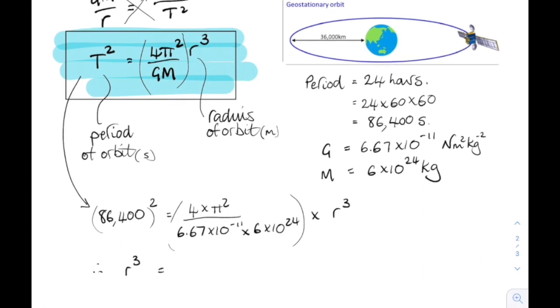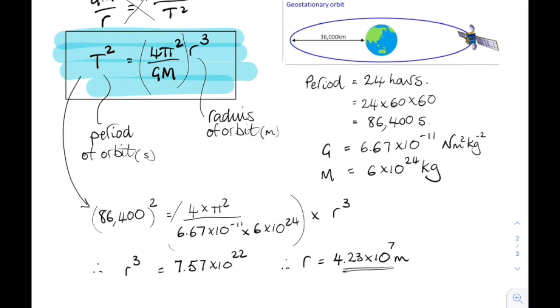So we can rearrange this for r cubed then and find the radius. So r cubed, if you do all that on your calculator, gives you a value of 7.57 times 10 to the 22. Now that's r cubed, so let's cube root it. And we get a radius of 4.23 times 10 to the 7 metres.